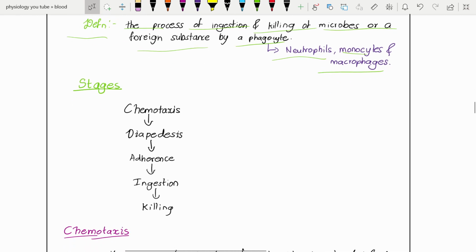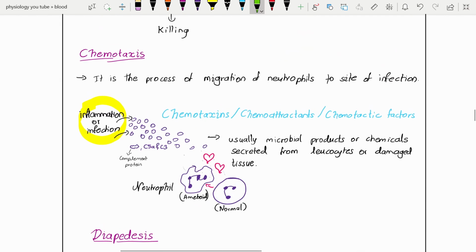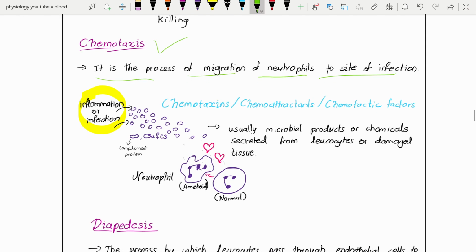Stages of phagocytosis: chemotaxis, diapedesis, adherence, ingestion and finally killing. Firstly, we will study chemotaxis. It is the process of migration of neutrophils to the site of infection. For that, we must know about chemotaxins. These are also called chemoattractants or chemotactic factors.